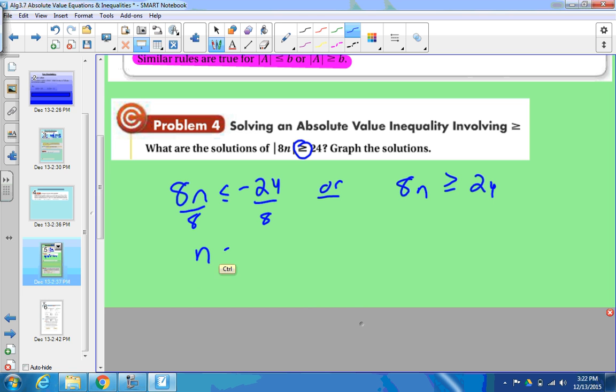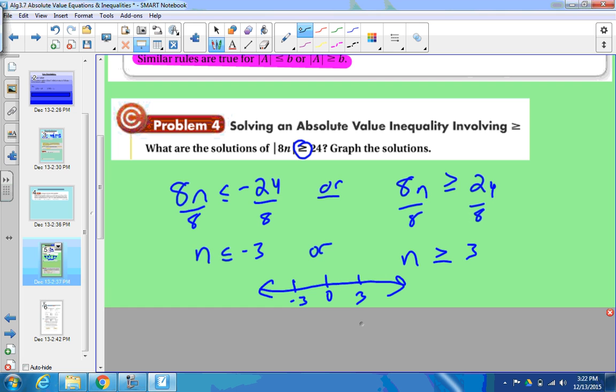So n is less than or equal to negative 3, or, divide this by 8, divide this by 8, n is greater than or equal to positive 3. Okay, when we graph that, got to have 0 in here. We have positive 3, negative 3.